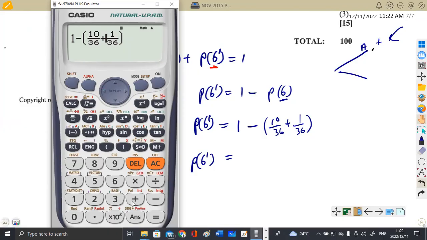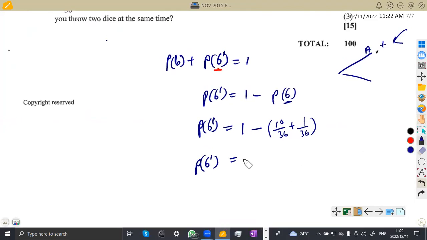Okay, maybe I can explain in another way. So that's 25 over 36. So we are obtaining 25 over 36 like that.